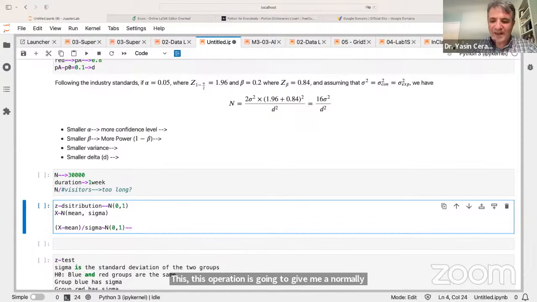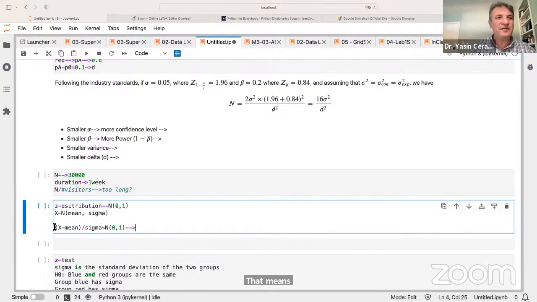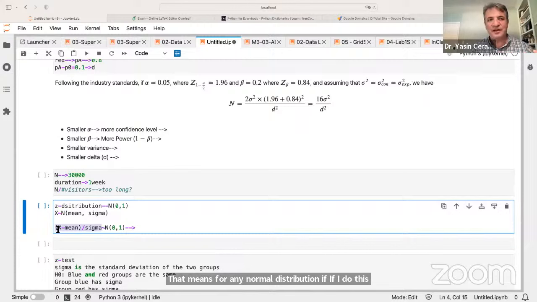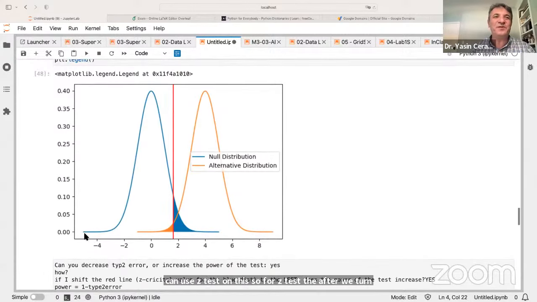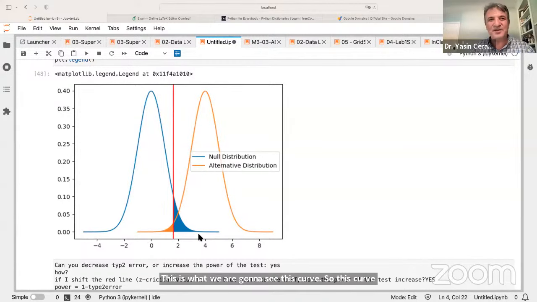That means for any normal distribution, if I do this operation, I'm always going to receive a standard normal distribution. So then I can use Z-test on this. For Z-test, after we turn everything into a standard normal distribution, this is the curve we're going to see, with 0 mean and 1 standard deviation, so that I can easily calculate this area. That is the purpose. That's why we call this standard. We standardize the normal distribution first so that we can make these calculations easily. Right?